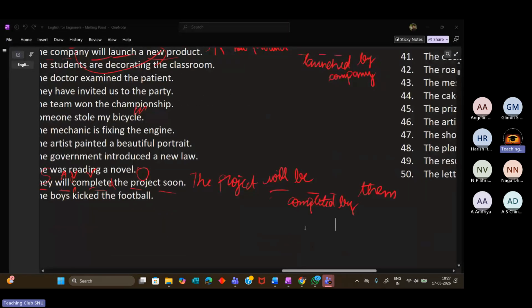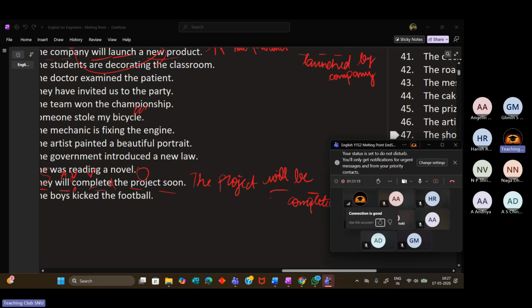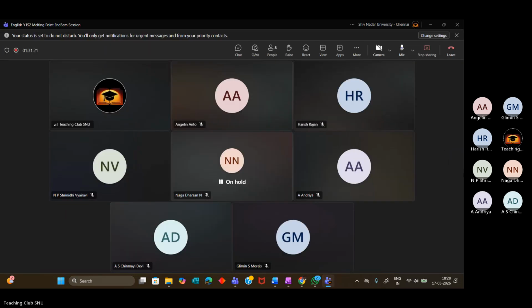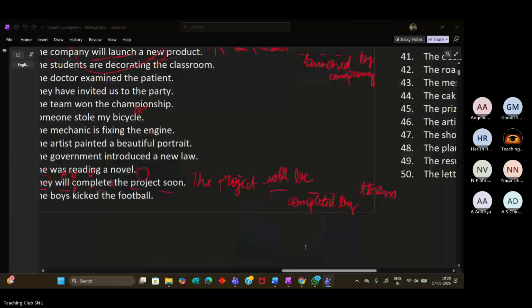Why am I not able to access the... One second.